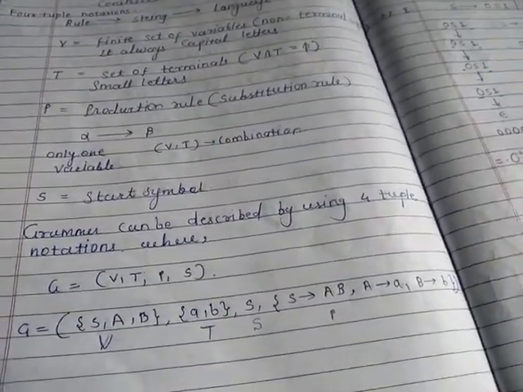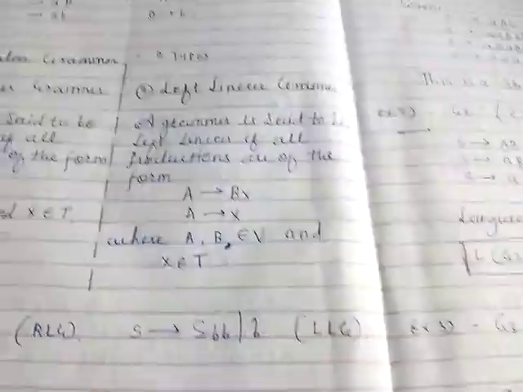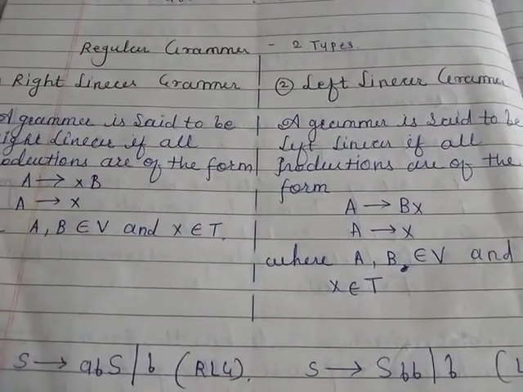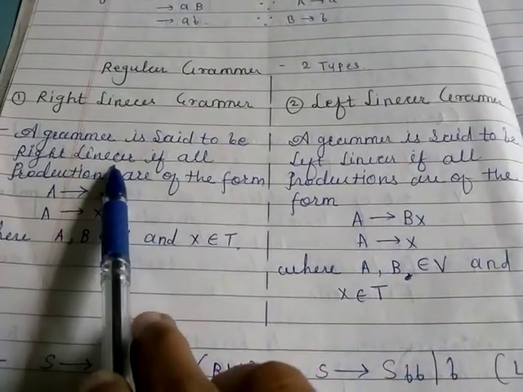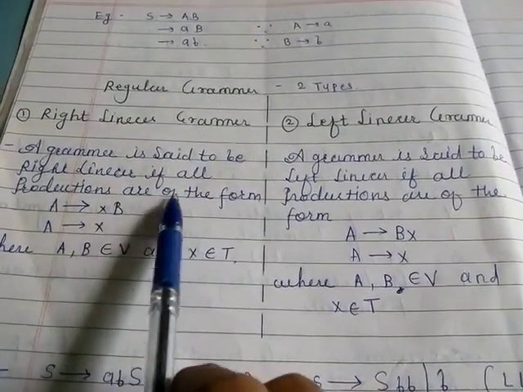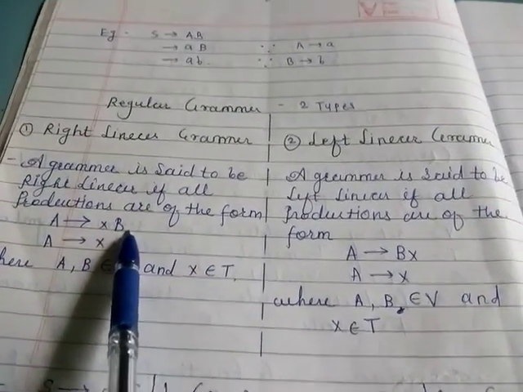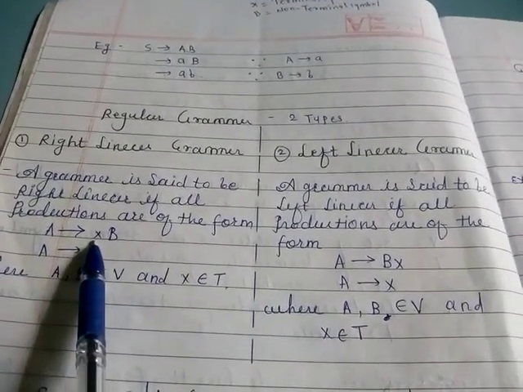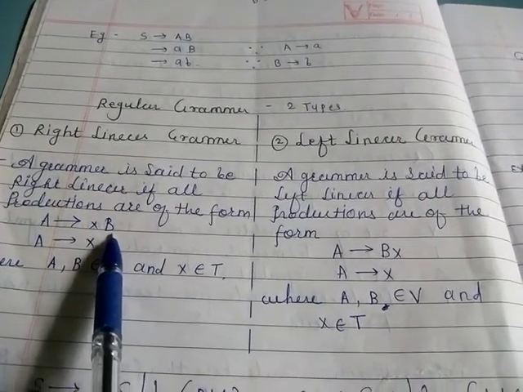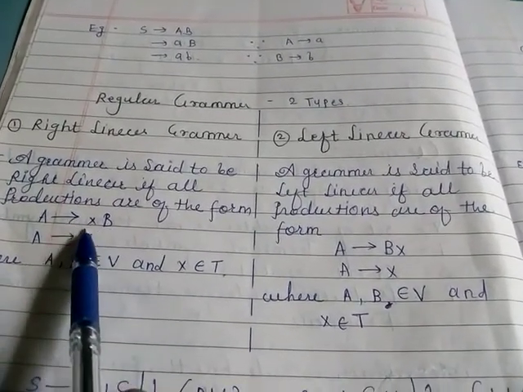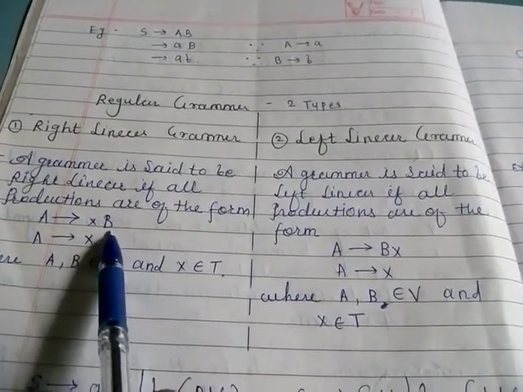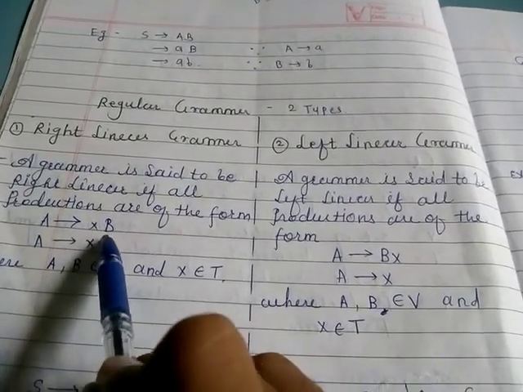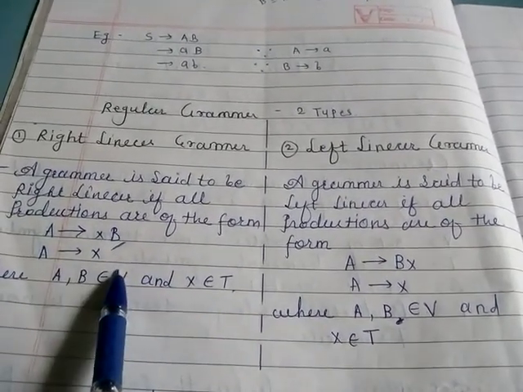Now we will see what are the types of a context-free grammar. So context-free grammar is divided into two types, that is the right linear grammar and left linear grammar. A grammar is said to be right linear if all the production rules are in the form of A tends to X B. So here X is the terminal symbol and B is the non-terminal symbol. It means that whenever the non-terminal symbol is at the right side, that type of grammar is known as the right linear grammar. So in this production rule, the non-terminal symbol is at the right side. So this is the right linear grammar.